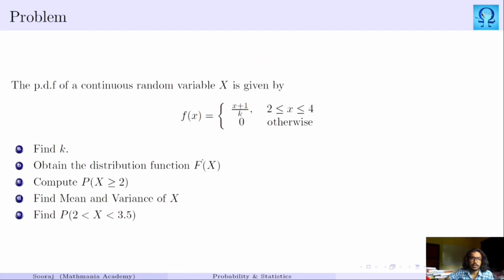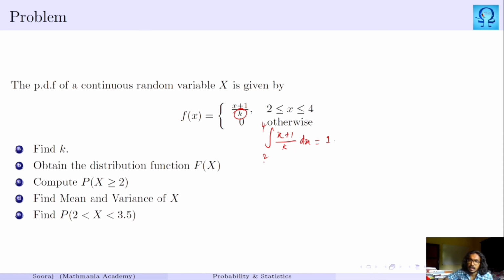Now we have another problem which deals with a continuous random variable. Here also we have an unknown quantity k. Of course, the question is to find the value of k. All you have to do is integrate x plus 1 upon k. It is from 2 to 4 only, elsewhere it is 0. Just perform this integration and find the value of k.